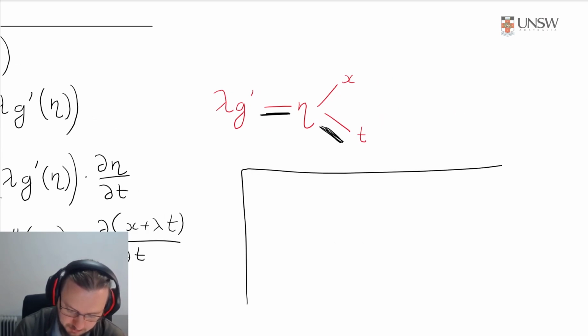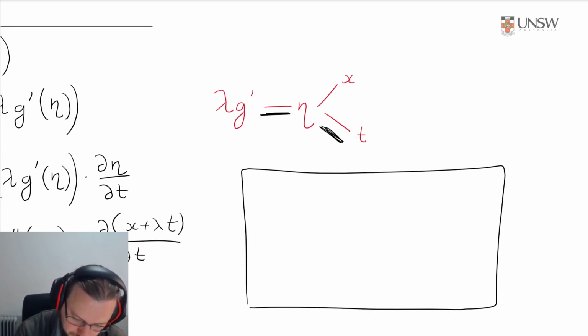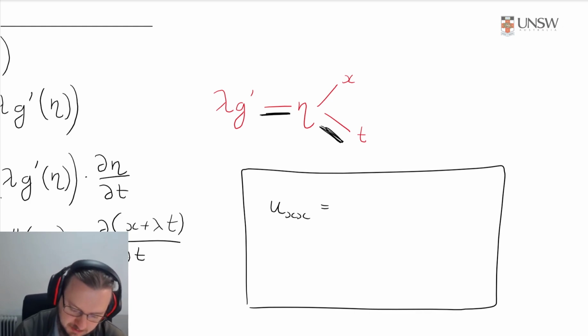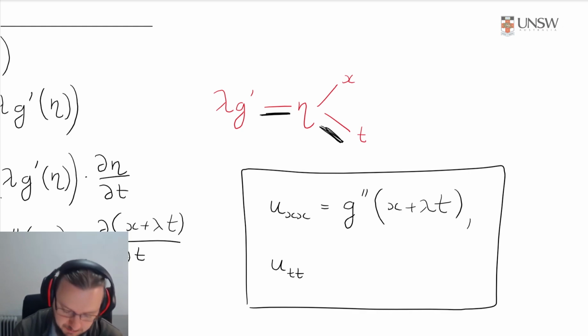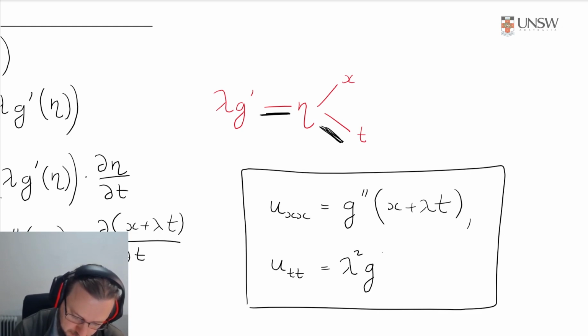So let me just summarize what we found. We found that u_xx is really just the second derivative of our function g evaluated at x plus lambda t. And we found that our second derivative with respect to t is really just lambda squared times the second derivative of g.